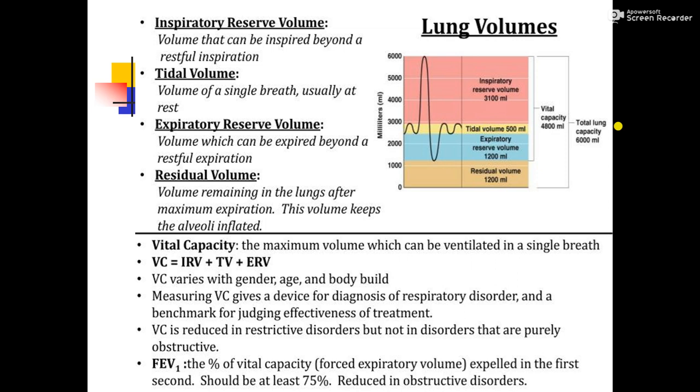Now come to our inspiratory reserve volume. Inshallah, we will discuss these terms in my next lecture.